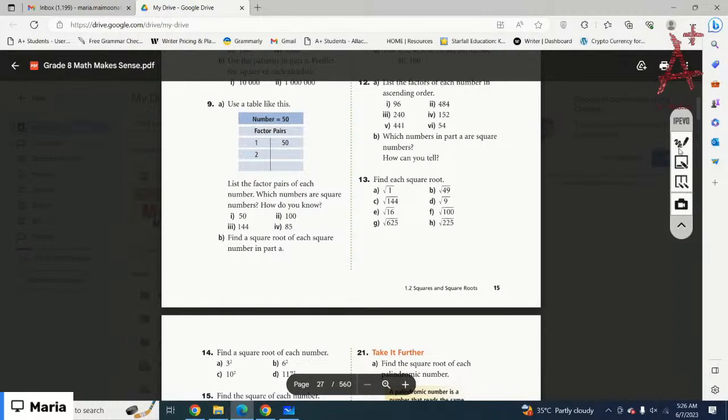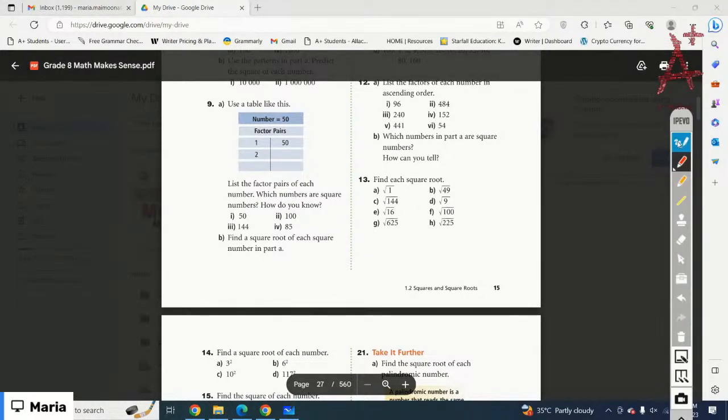Let's move on. Just look at find each square root. You have to calculate the square root. Got it? Here you have 1 times 1 is 1. Here you have 7 times 7 is 49. That would be 12 times 12. That would be 3 times 3. You can complete the rest of the questions by yourself. Got it?